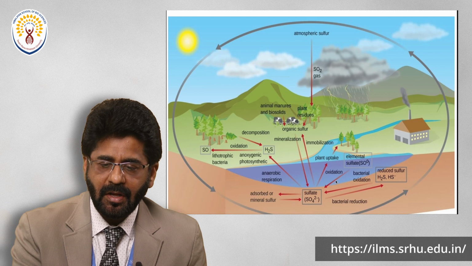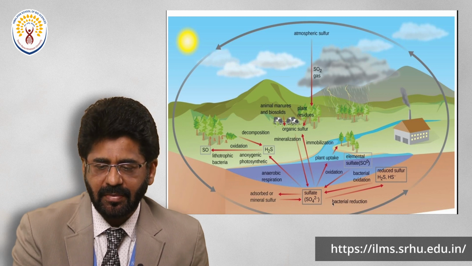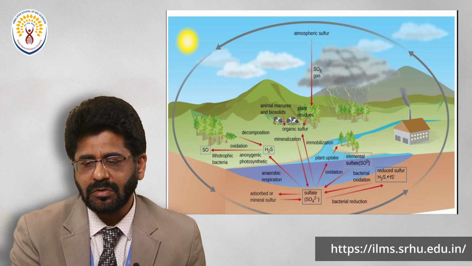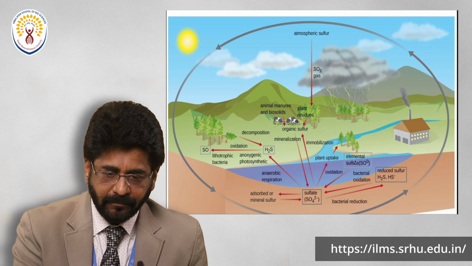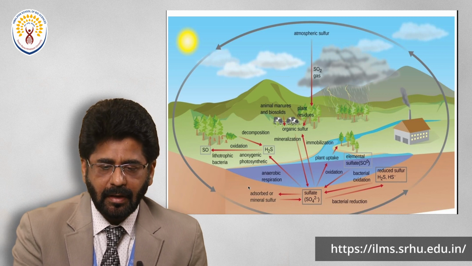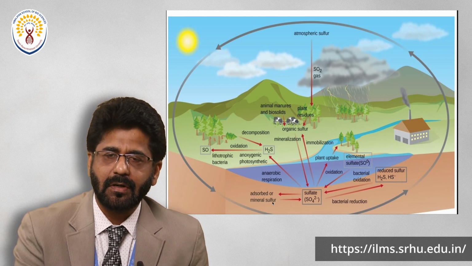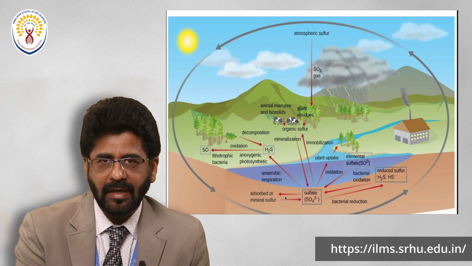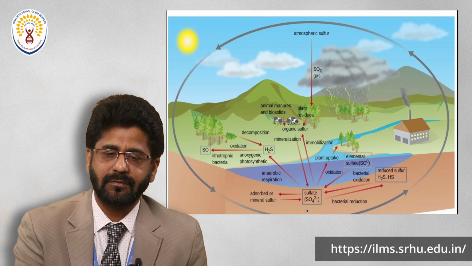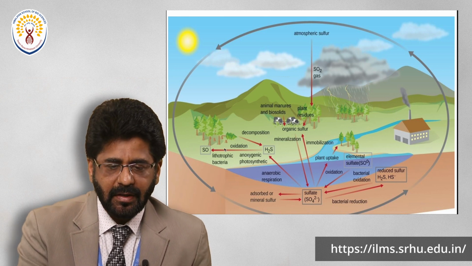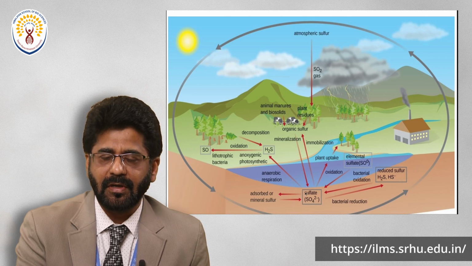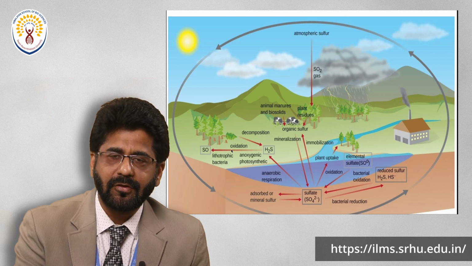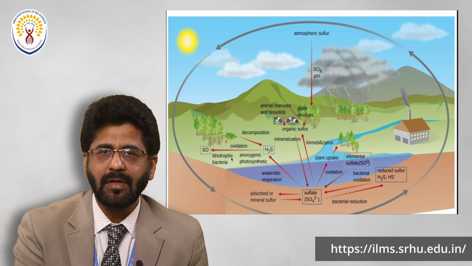Moreover, bacterial reduction also takes place from the reservoir present in the lithosphere, and it is found in the reduced sulfur form, H2S. Apart from that, some absorbed or mineral surface sulfur is also present in the lithosphere, and it also goes in or out of the reservoir of sulfur. Conversion of sulfate also takes place in the form of H2S, which is transferred to the plants by the lithotrophic bacteria.